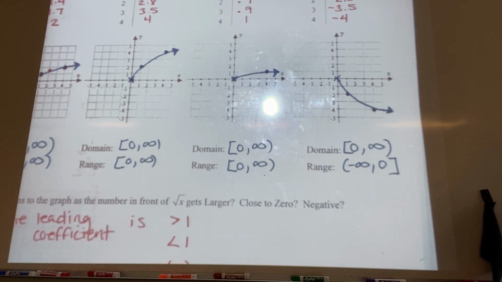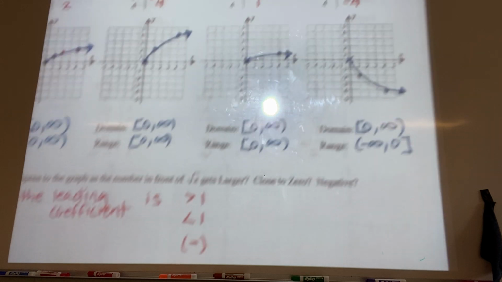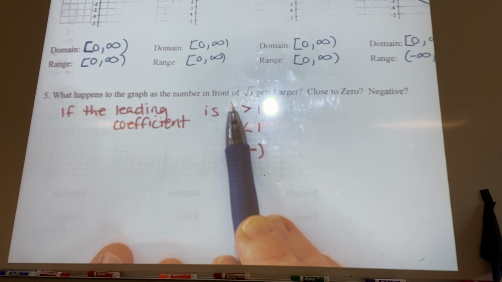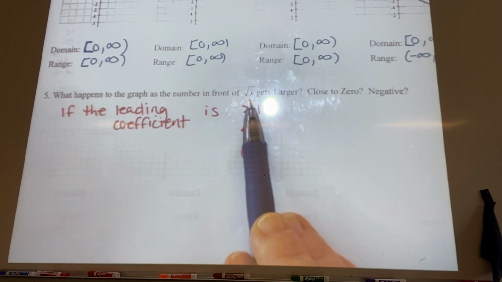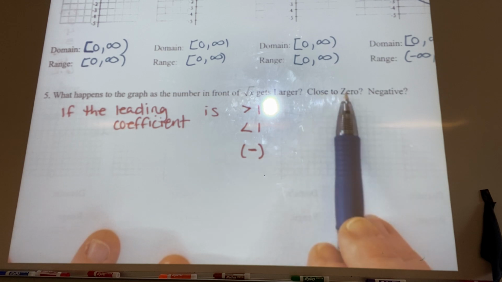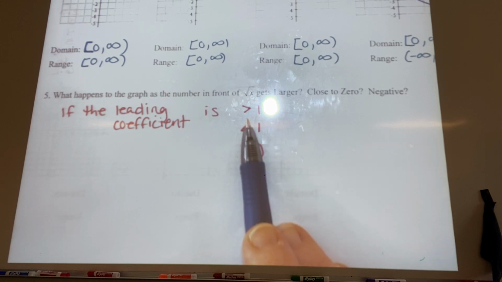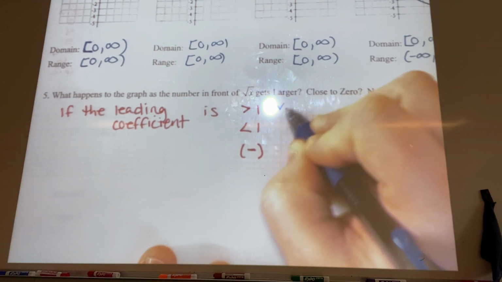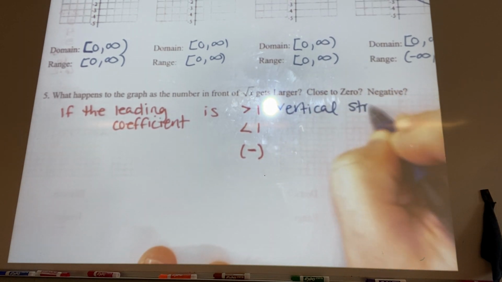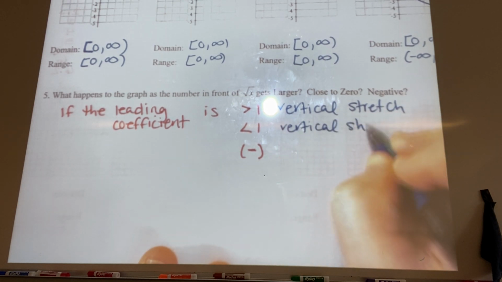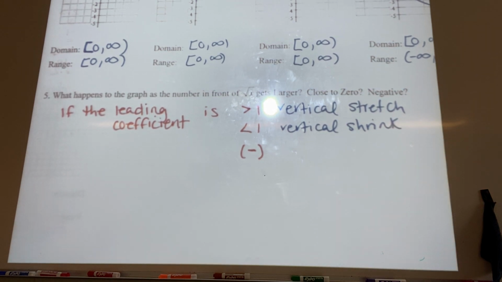All right, so some takeaways from that. I want you to realize that what happens to the graph depends on the number in the front, remember that's the leading coefficient of that radical, whether it gets larger, close to 0, or negative. So you need to know that if that leading coefficient is bigger than 1, you're going to have a vertical stretch. If it's less than 1, you're going to have a vertical shrink. And it doesn't matter if it's negative or positive for that. The vertical shrink is kind of like the absolute value of 1.